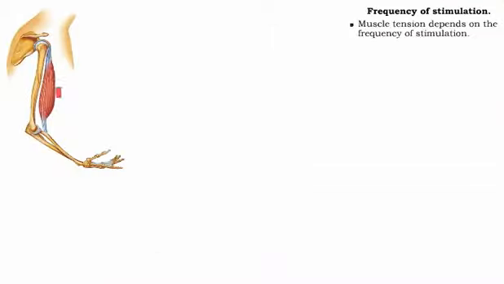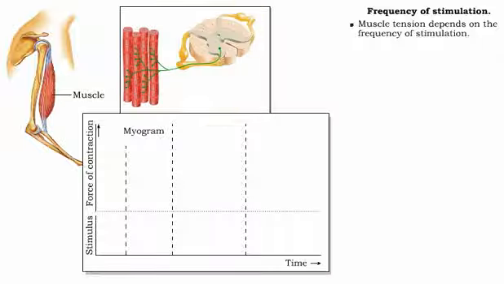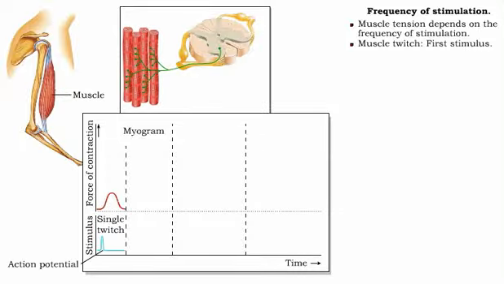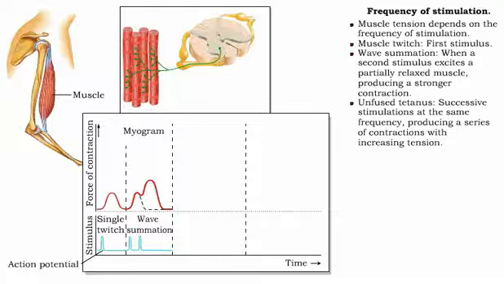The amount of tension generated from muscle contractions depends on the frequency of stimulation. A single stimulus produces a muscle twitch. When a second stimulus is applied before the muscle has time to completely relax from an initial contraction, it exhibits a stronger contraction. This is called wave summation. Successive stimulations at the same frequency will generate a series of contractions with increasing tension. This produces a sawtooth tracing called unfused tetanus.